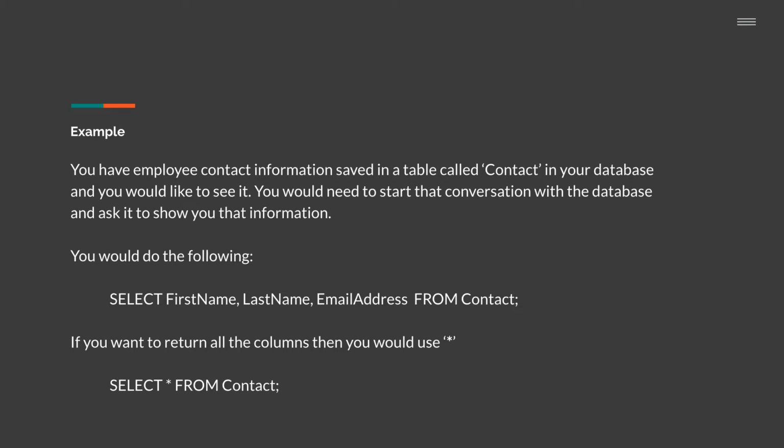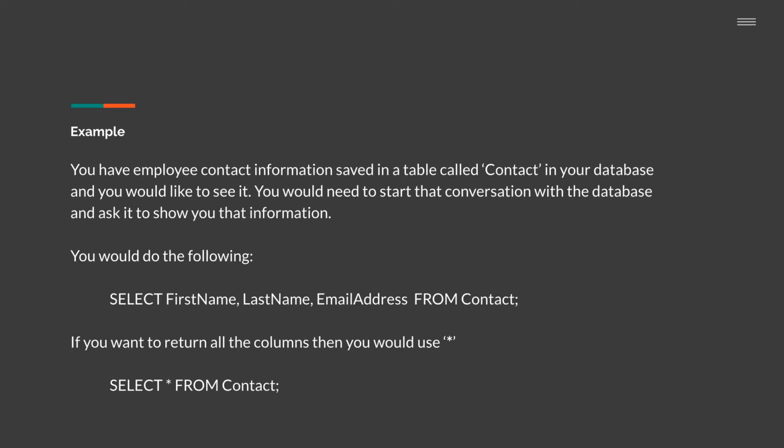So, for example, you have employee contact information saved in a table called contact in your database and you'd like to see it. You need to start the conversation with the database and ask it to show you the information. You would do the following: provide it with the select expression, the column names of interest, in this case the first name, the last name, and the email address, the from expression, and the table to get the data from, in this case contact.